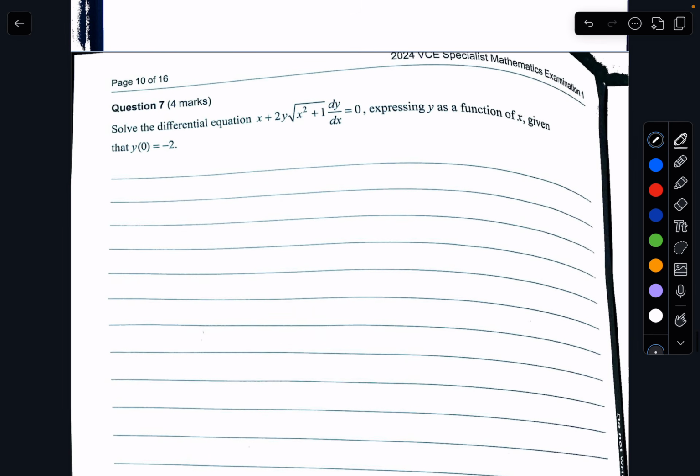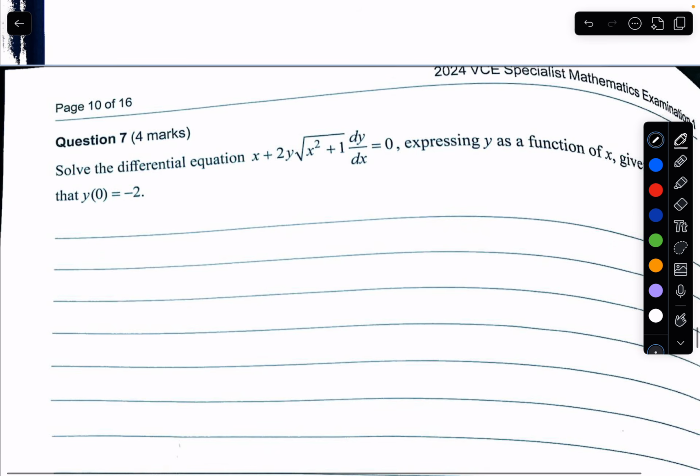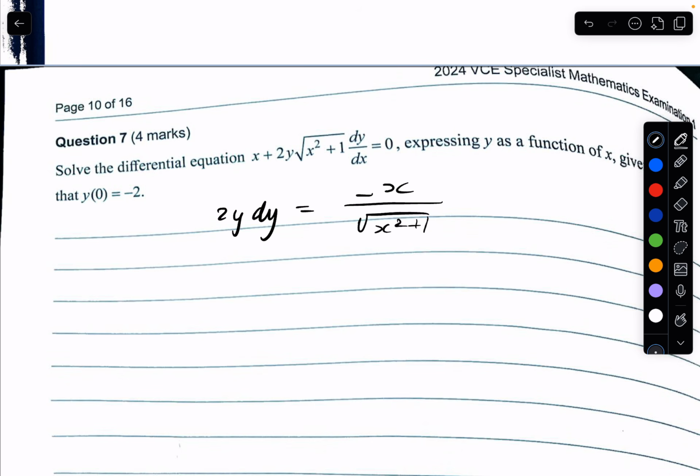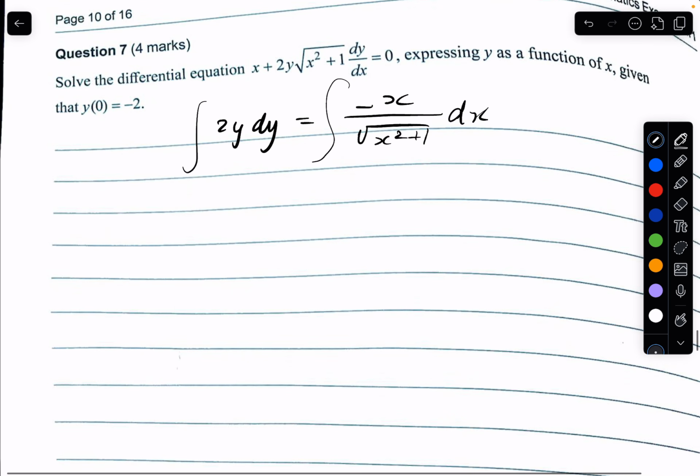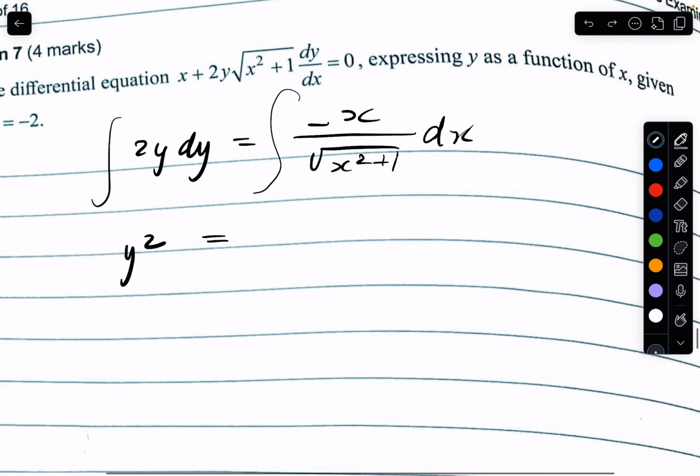Solve the differential equation with that equation expressing y as a function of x. Okay, so we've got 2y dy is equal to negative x over the square root of x squared plus 1 dx. Yep. Integrate. Now that's y squared is equal to that integral. Now we can do a u sub. Yeah, so let's just do a u sub.